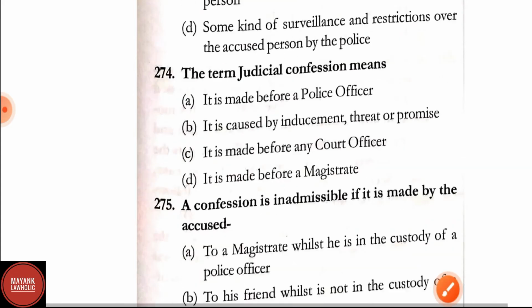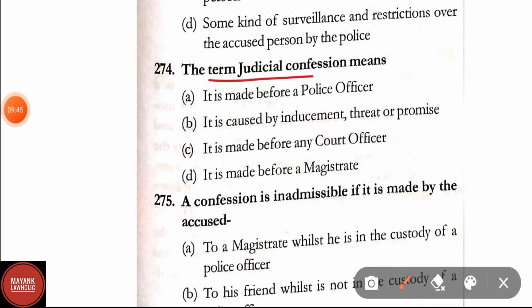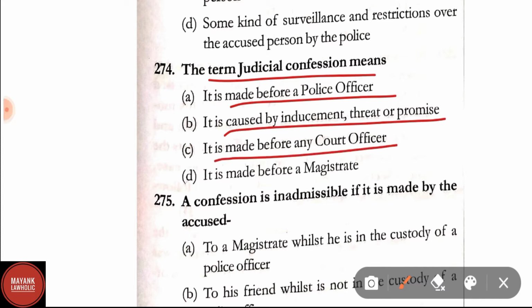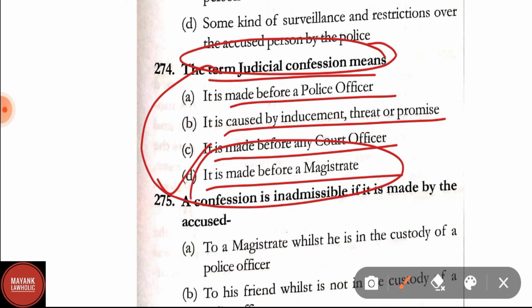Question number 274. The term judicial confession means: option A. It is made before a police officer. B. It is caused by inducement, threat or promise. C. It is made before any court officer. D. It is made before a magistrate. Here the correct answer is option D. The term judicial confession means it is made before a magistrate.